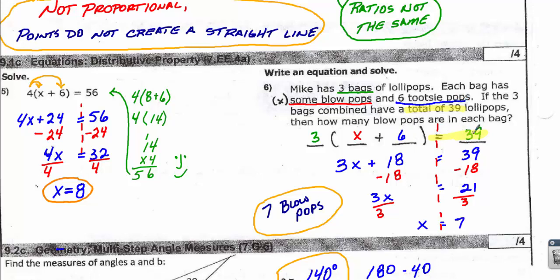So equals 39. Now we're going to solve it just like we solved 5. 3 times x, 3 times 6. So we have 3x plus 18 equals 39. Take away the 18. Trying to get the x by itself, so we need to get rid of all the other numbers. We get 3x equals 21. We divide by 3. Since that's the coefficient, we get x equals 7. 7 Blow Pops. And if we went back and added this in, we'd have 7 plus 6, which is 13. 13 times 3 would give us 39.